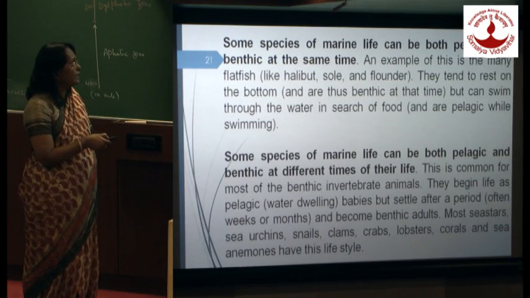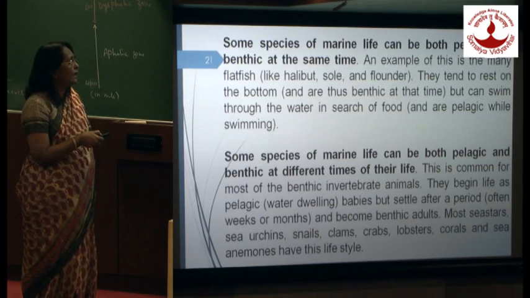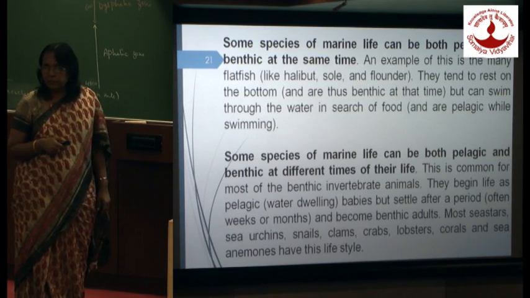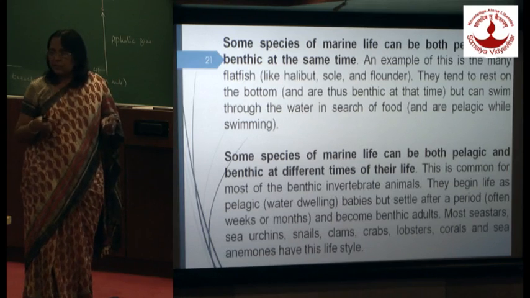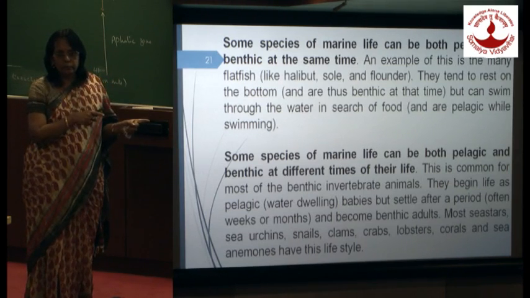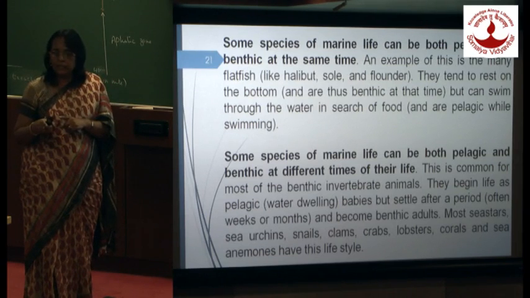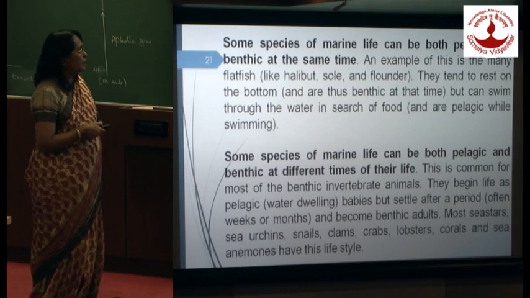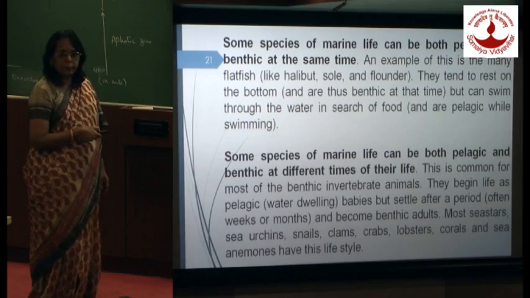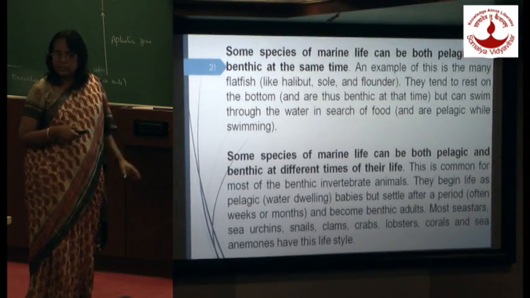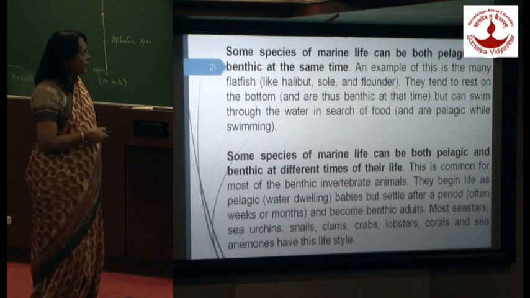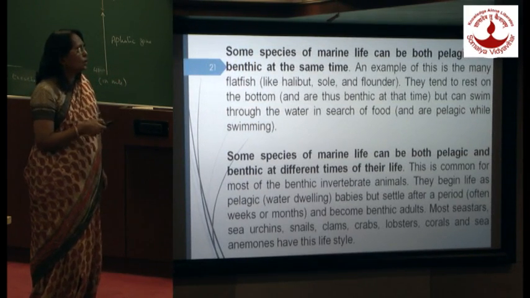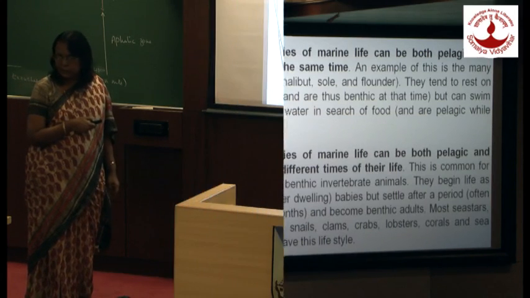There are some species of marine life that can be both pelagic and benthic at different time of their life. That means in their life cycle, at certain time they are benthic, certain time they are pelagic. Alright. Now what would they be? They begin their life as pelagic, water dwelling babies, but settle after a period and become benthic adults. Sea stars, sea urchin, alright, their larvae, their young ones, they are all pelagic. And when they attain adulthood, then they turn into what you call as benthic. Alright.